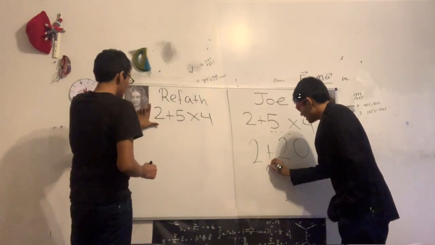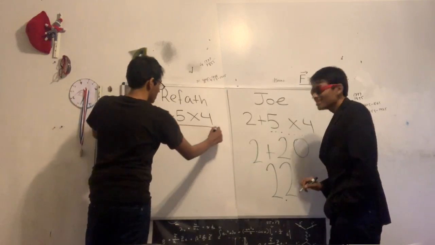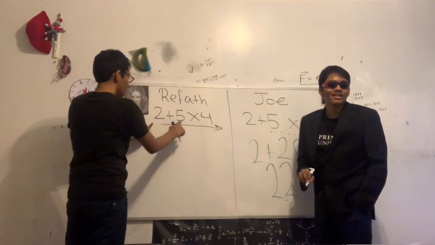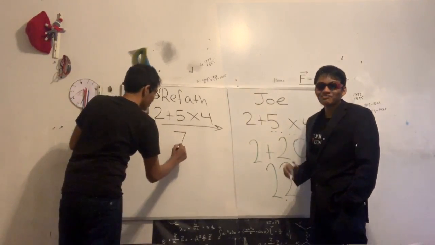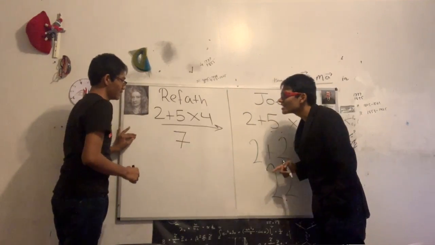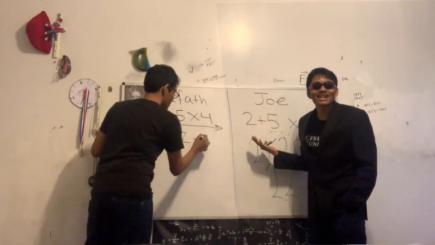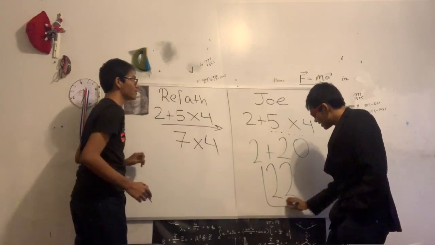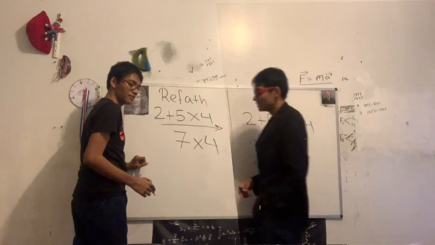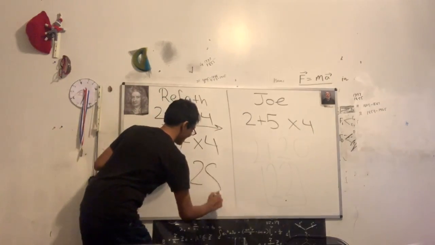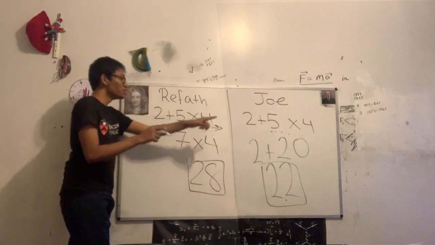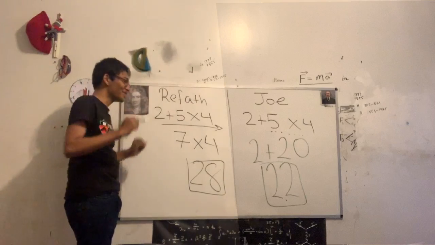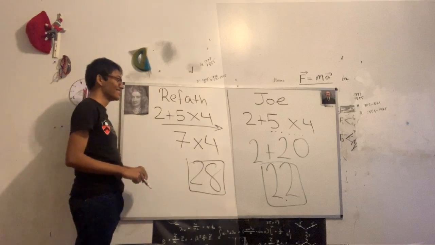I start from left and then I go to right. So 2 plus 5 gives me 7, times 4, and I got 28. Oh my god, 28. You sucker, I beat you. It's 28.